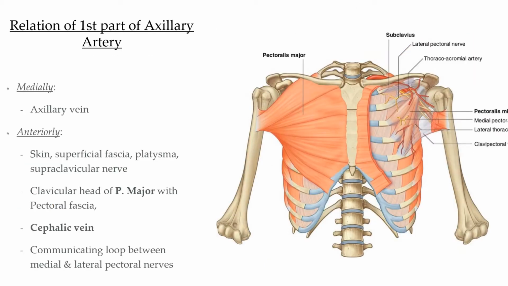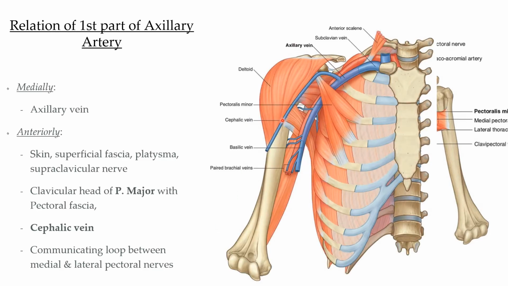Now let us learn the relation of different parts of the axillary artery. We will start with the first part. To understand the relation, let us see the illustration on the screen. On the left side, the pectoralis major muscle has been excised in order to expose the underlying axillary artery. So this is the first part of the axillary artery, which is proximal to the fibers of pectoralis minor muscle. This first part of the axillary artery is related anteriorly with the clavicular head of pectoralis major, which is covered with pectoral fascia, above which we have superficial fascia having platysma and supraclavicular nerves in relation to the first part of the axillary artery.